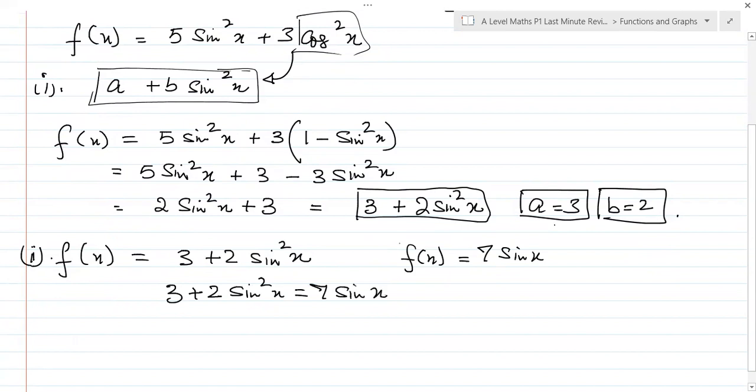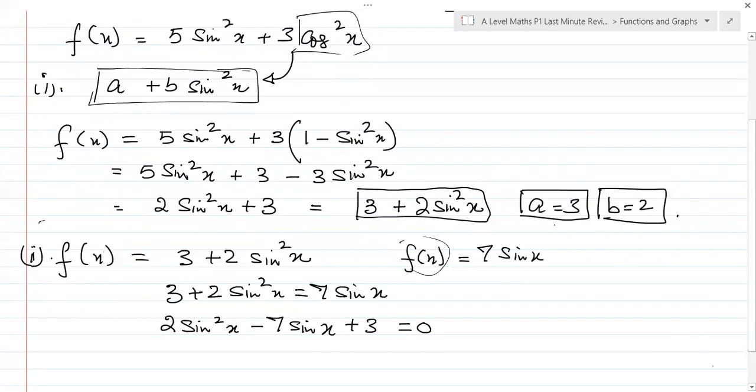Why are we doing this? Because this has a value y and this has a value y, so we are equating the two y's, like we equate any two regular equations. So we have 2 sine squared x on this side, we bring the 7 sine x on this side, and we get 2 sine squared x minus 7 sine x plus 3 is equal to 0.